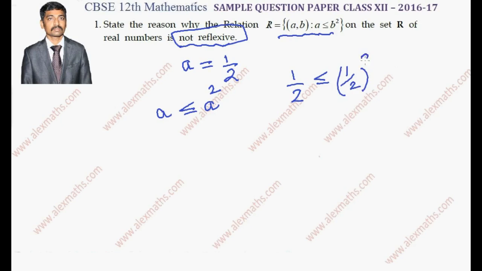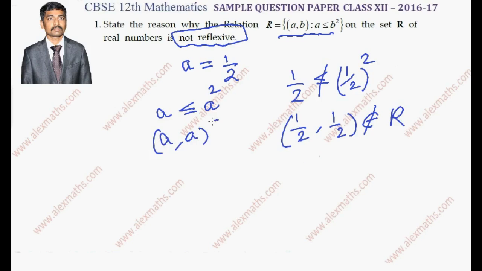because (1/2)² is 1/4. So it is not true. Therefore, (1/2, 1/2) does not belong to R. Since (a, a) form does not belong to R, it is not reflexive.